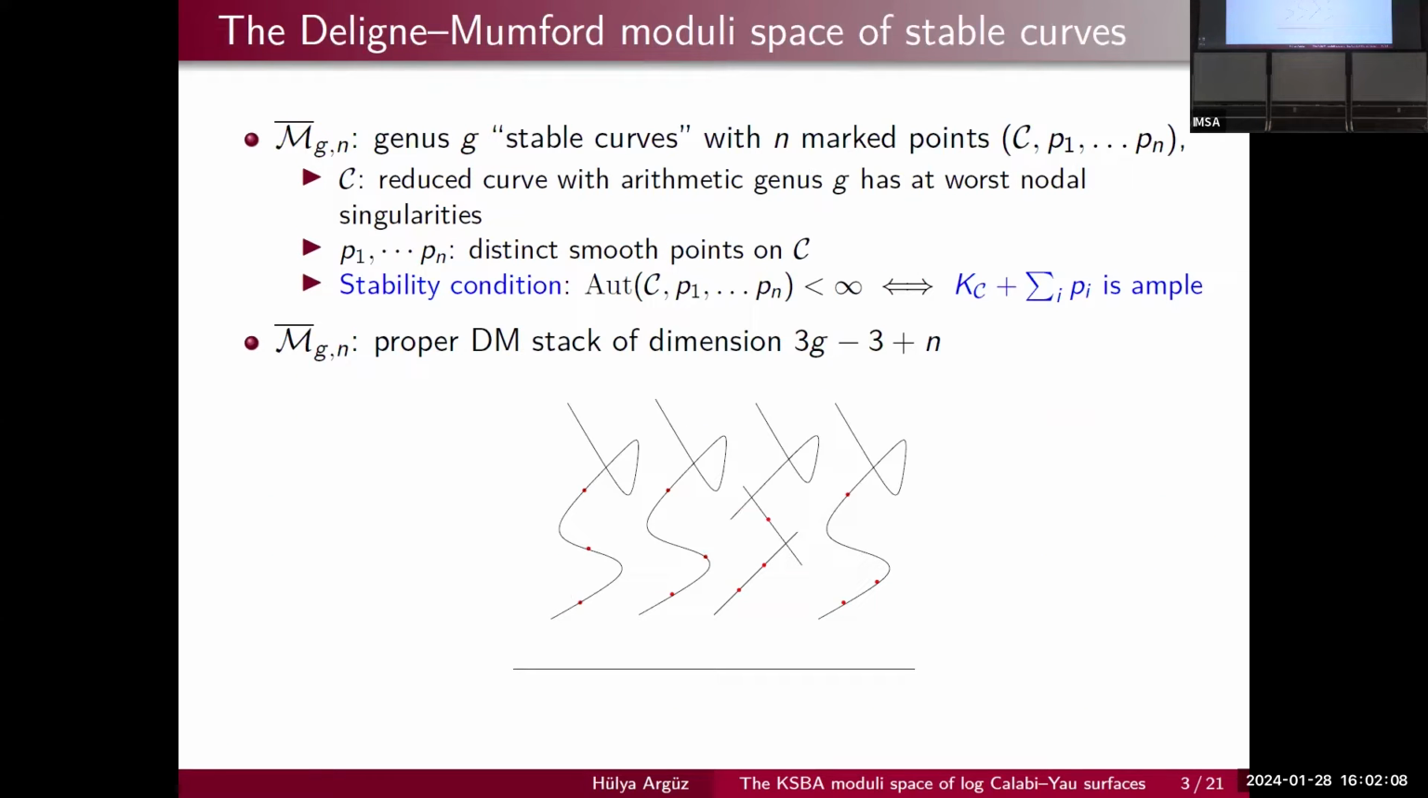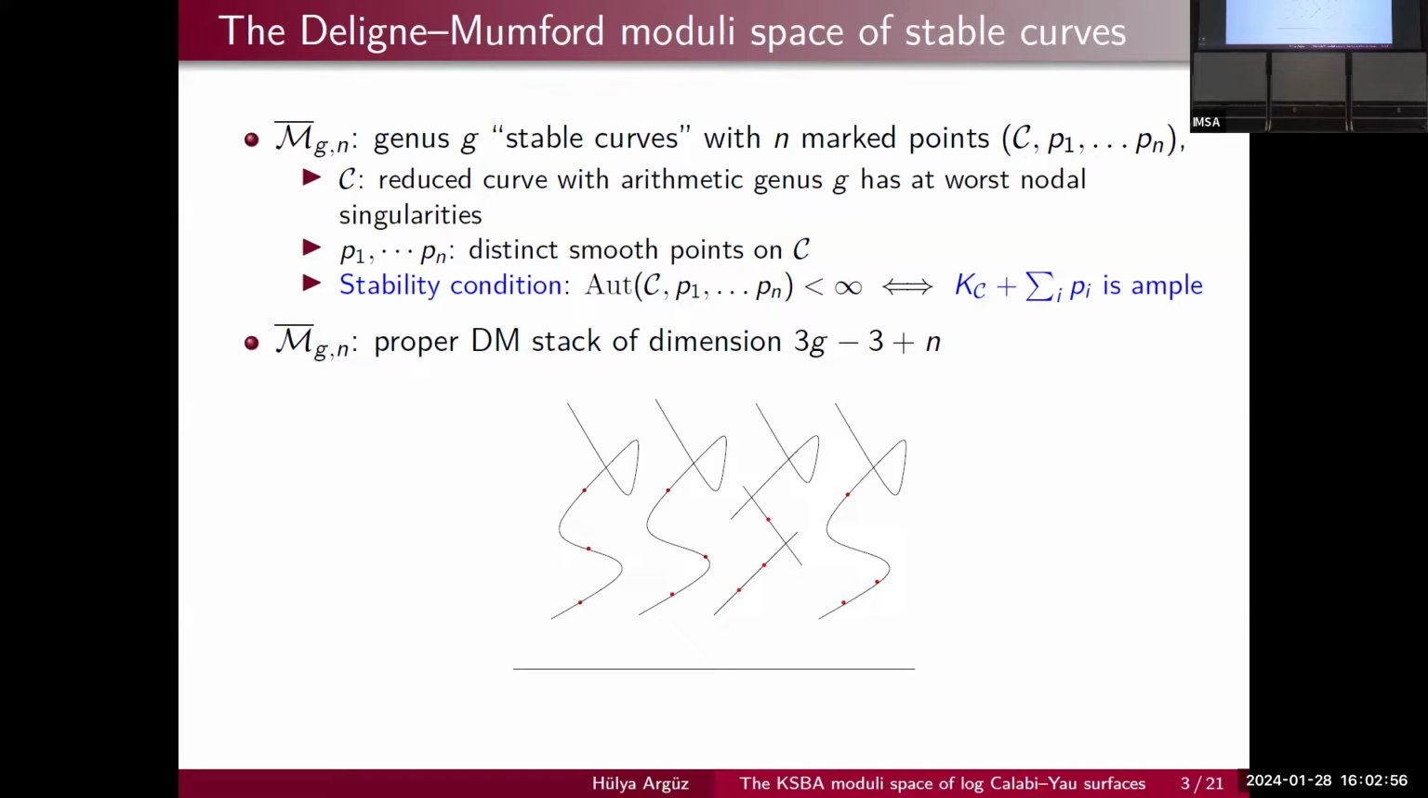Okay, to start with, if you look at the Deligne-Mumford moduli space of curves, whose points are given by genus g stable curves with n marked points, (C, p1, ..., pn), where C is a reduced curve with arithmetic genus g, which has at worst nodal singularities, and p1 to pn are distinct smooth points. And you're additionally having a stability condition, assuming that the automorphism group of C together with these points is finite, which is equivalent to saying the sum of the canonical divisor with the divisor given by the sum of these pi is ample.